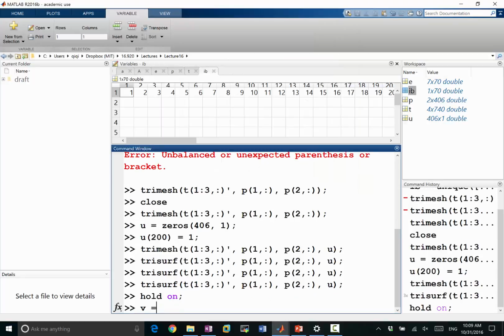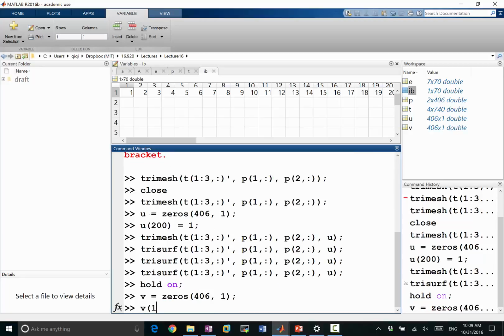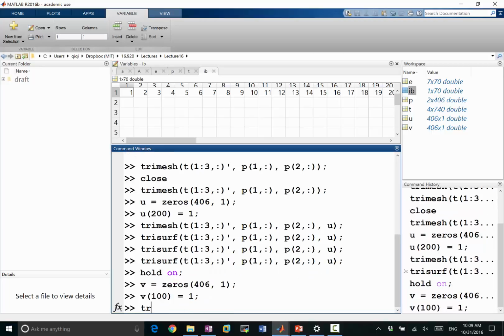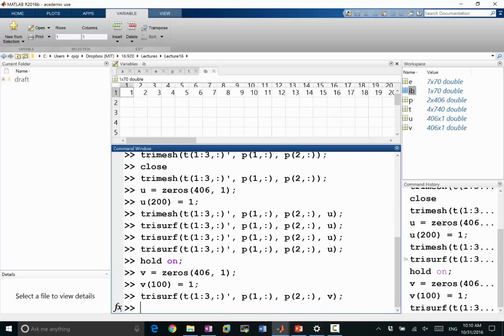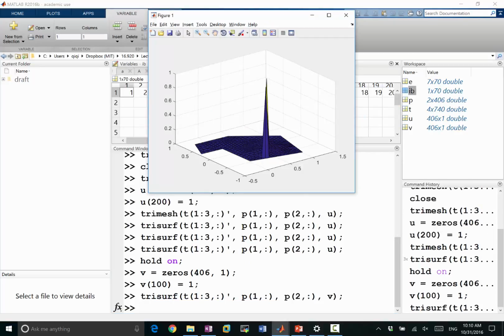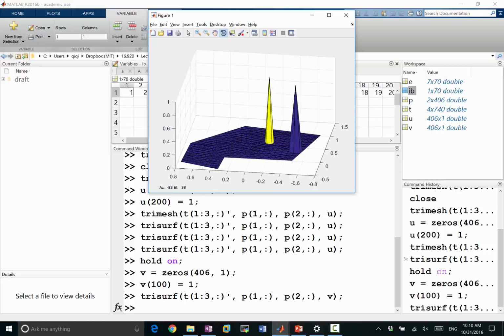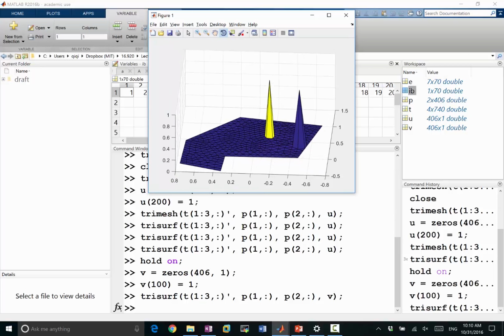Let's make a V also equal to the zeros. Let's make a V into an arbitrary other. Let's say 100 is equal to 1. Let's do another trisurf of this with V. Okay. Right, so I get two basis functions. One is the blue one, one is the yellow one.